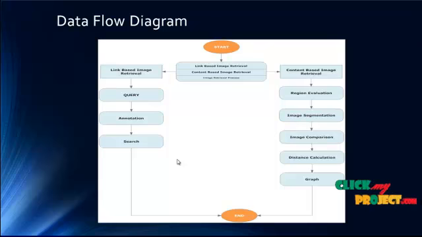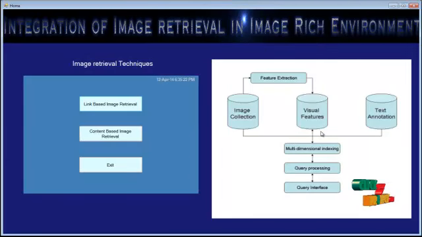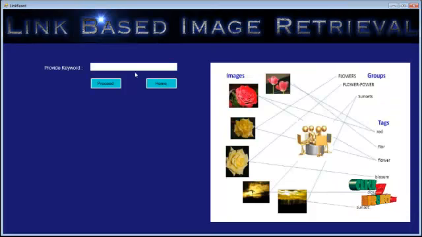Now let's see the demo of our project. This is the home screen of our project. As I said, image retrieval will be carried out in two ways: link-based image retrieval as well as content-based image retrieval. First, I am going for link-based image retrieval. Here the user needs to provide some input query, such as here I just need to retrieve the animal images from the database.